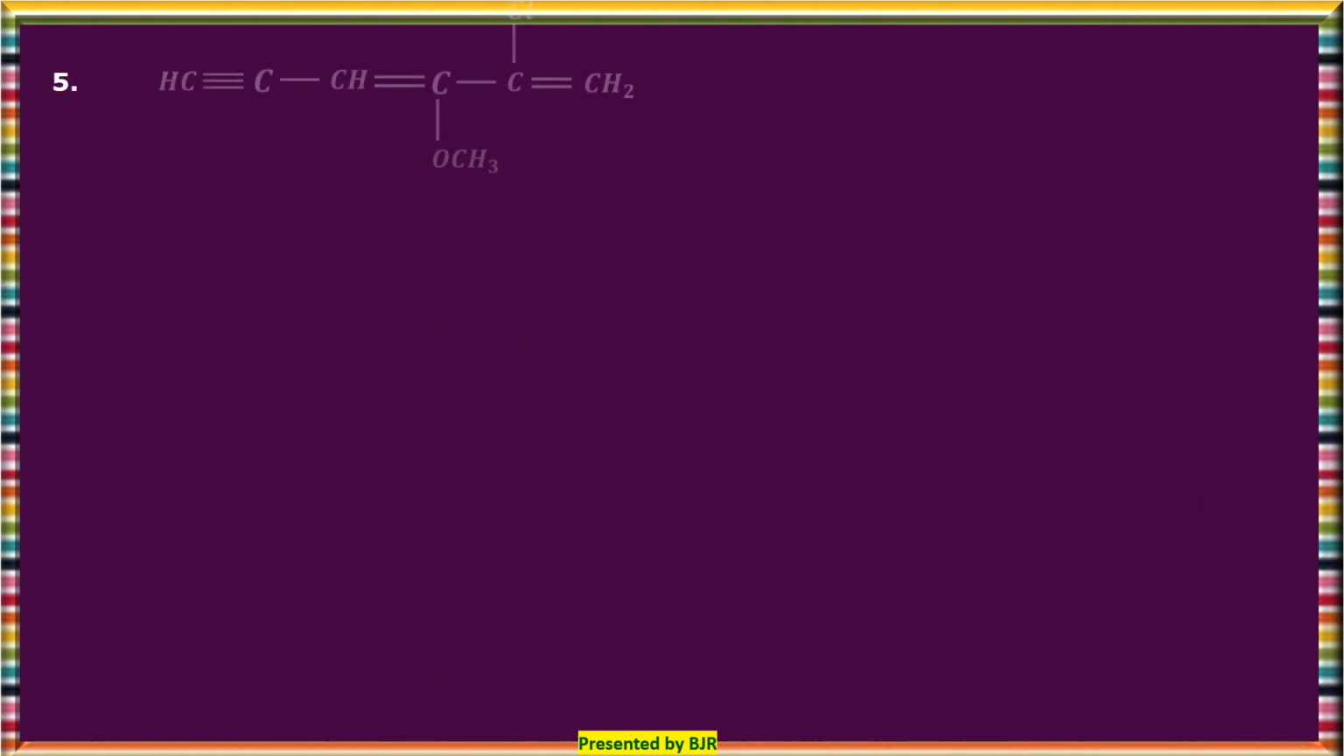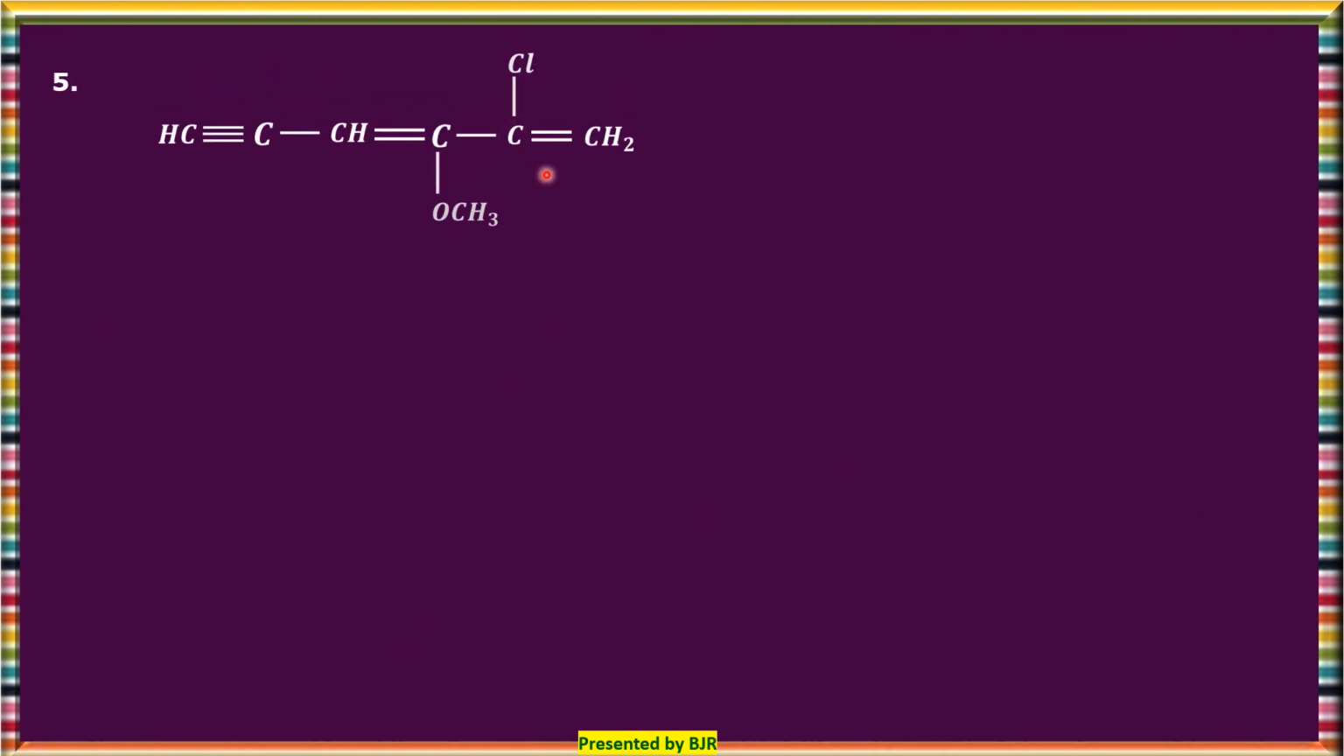Next, problem number 5. Solution. See here, this molecule contains one triple bond, two double bonds. First, number the carbon chain.